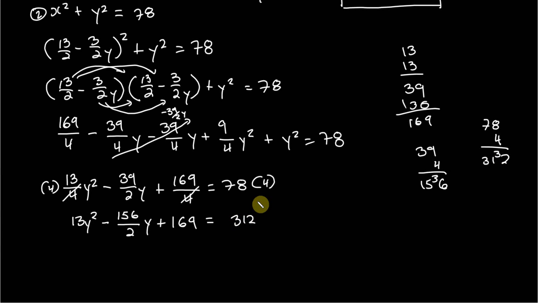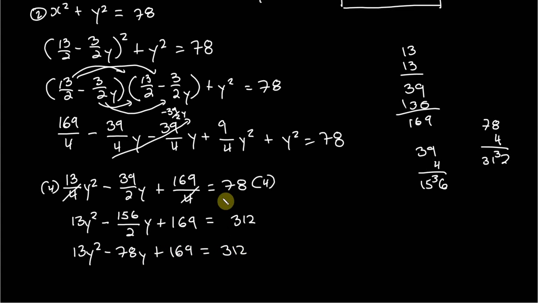So it's starting to simplify a little bit. And we know, as I mentioned earlier, 156 is divisible by 2. It's 78. So I can rewrite all of this again as 13y squared minus 78y plus 169. All of that equals 312.